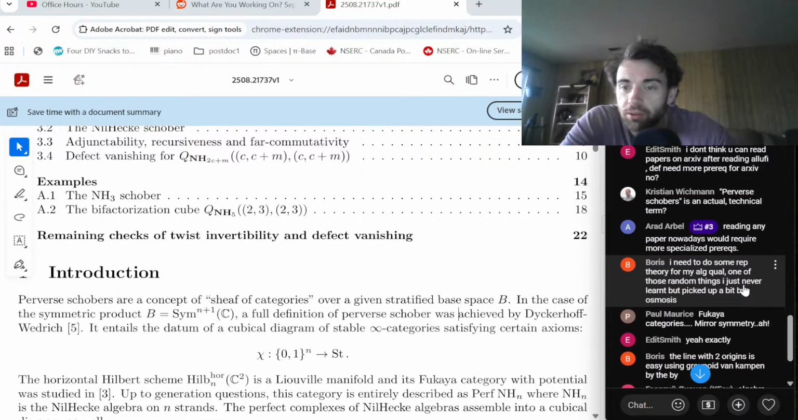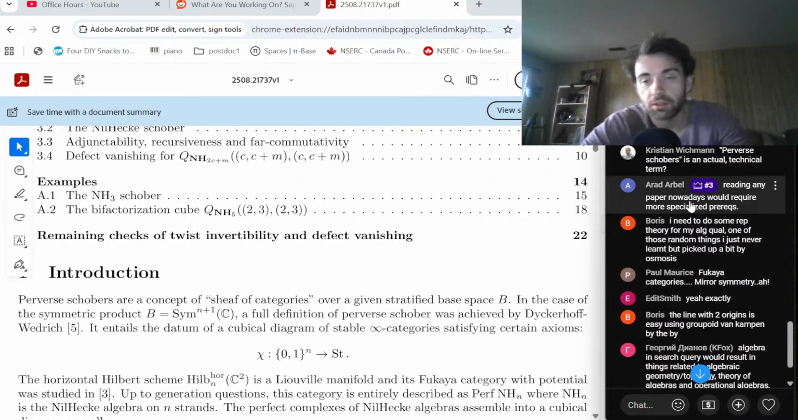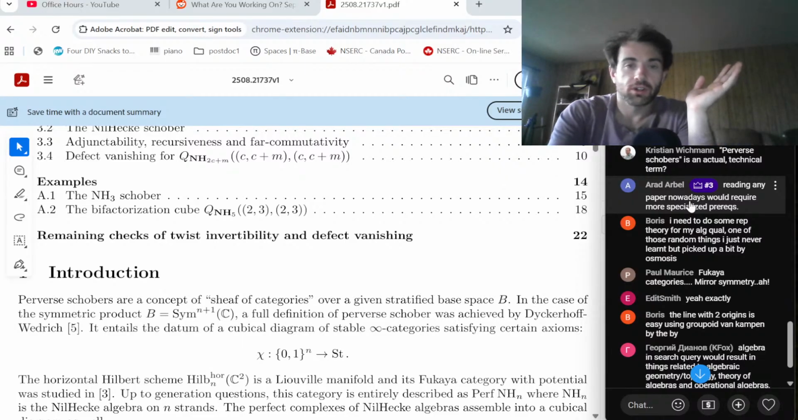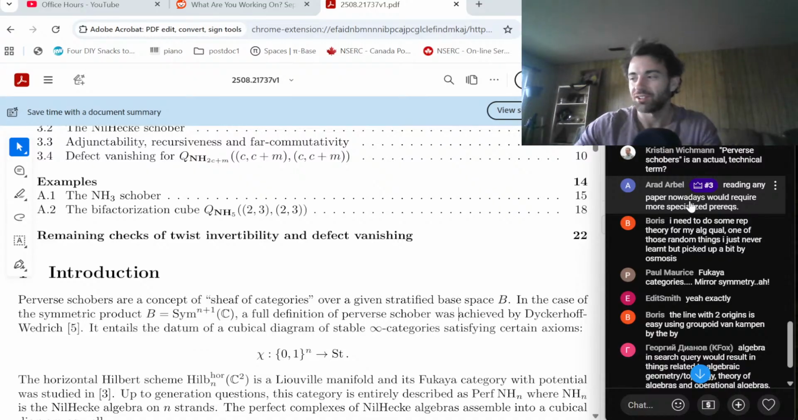Reading any papers nowadays would require more specialized prerequisites. Yeah, I mean, again, to be clear, reading almost any paper these days probably takes years of study, even once you've done an undergrad and a master's or something. Well, no, I mean, it depends on fields, right? There's some fields where you can start reading some particular papers in your undergrad or whatever.